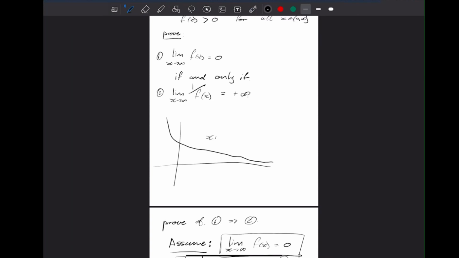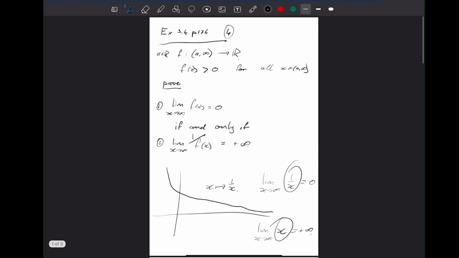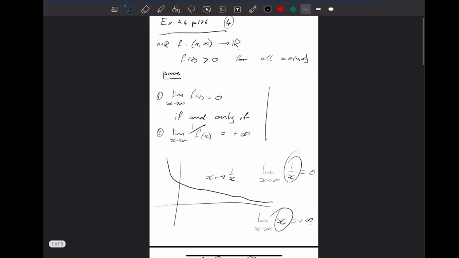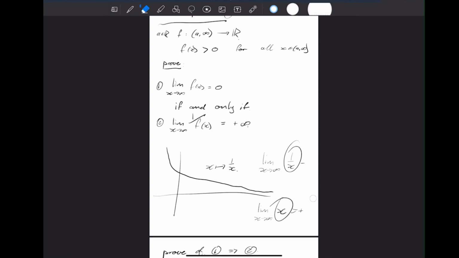And you can think of the function that sends x to 1 over x. So the limit as x tends to infinity of 1 over x, that is definitely an example of a function for which that limit is equal to 0. On the other hand, x, the reciprocal, tends to plus infinity. So this function is an example of a function that satisfies these conditions.